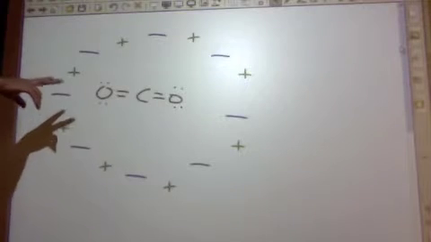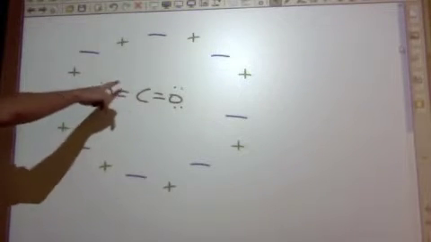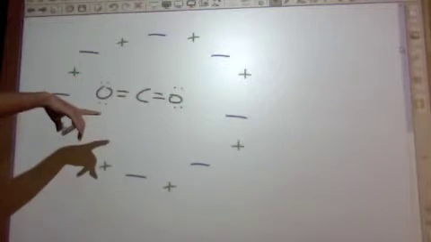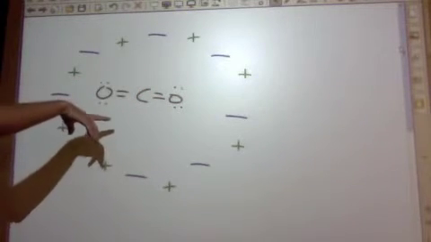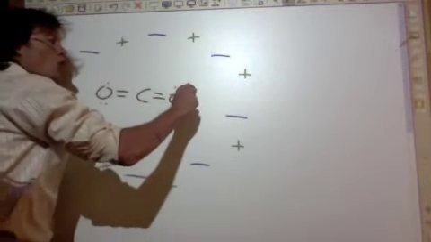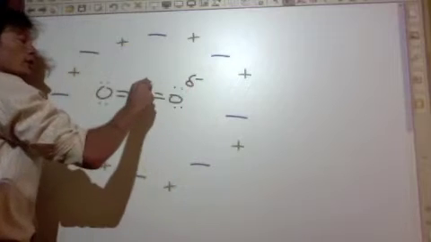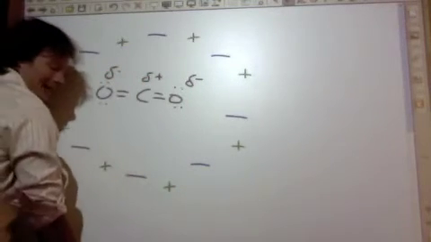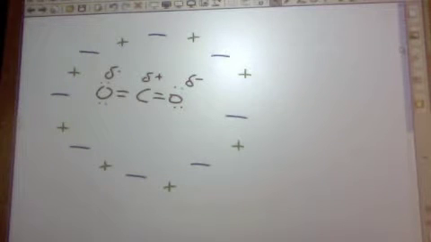Now, to start with, I have to determine which one of these three atoms is going to want the electrons the most, and which one wants the electrons the least. To do that, I look at the electronegativities. Oxygen has more electronegativity than carbon. So oxygen is going to be taking a slightly negative charge.